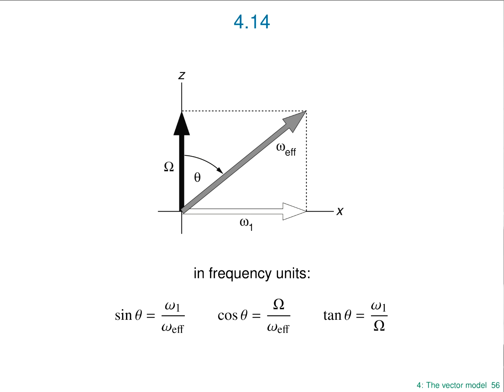So that diagram is usually drawn like this, not in terms of magnetic fields, but in terms of frequencies now. So on the vertical axis, instead of delta B, I've got capital omega. On the horizontal axis, instead of B1, I've got little omega 1. And instead of B effective, I've got omega effective. And again, you can work out the tilt angle theta in combination using just simple geometry there.